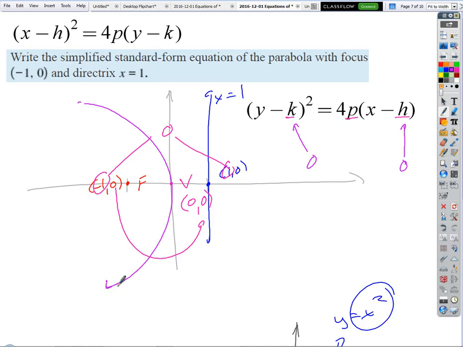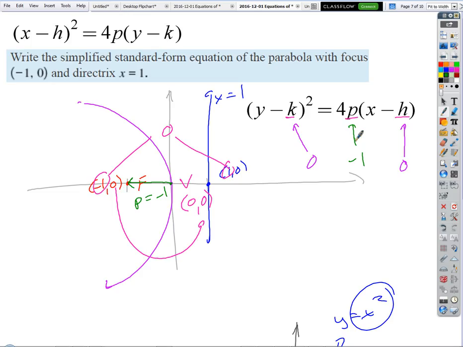Now what about p? That's the last thing to do. P is the direction and distance that an ant would crawl in a straight line to get from the vertex to the focus. So that's an arrow that starts here and points in which direction? Left. So it's going to go left how far? 1. And it's going in the negative direction, so what's the value of p going to be? -1. That's it. Plug those in and we're done.